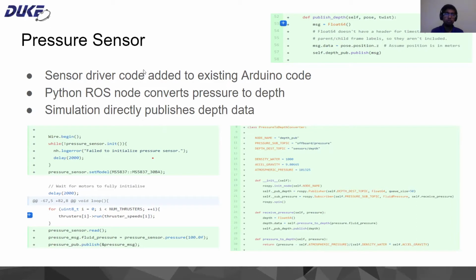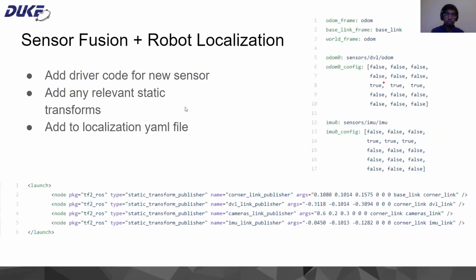We write our custom driver code, any conversions that need to happen, and then an implementation of the simulation to work with that. With regards to sensor fusion and robot localization, we have to write any driver code for any new sensor. That's what we just went over. And then we add any relevant static transforms to this launch file down here at the bottom. And then we have to add them to the localization YAML files shown here on the right side of the screen.